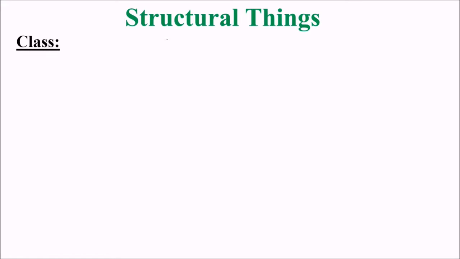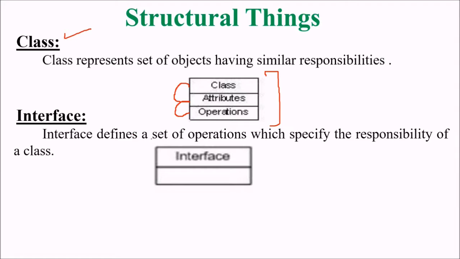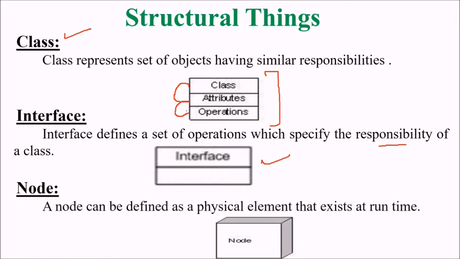And the structural things, we start with a class. Okay, we are divided into three. Now let us discuss them one by one. Class represents the set of objects having similar responsibilities. Class will have attributes and operations on these attributes. Then we have interface. Interface defines the set of operations which specify the responsibility of a class. Then the node. Node can be defined as a physical element that exists at runtime.